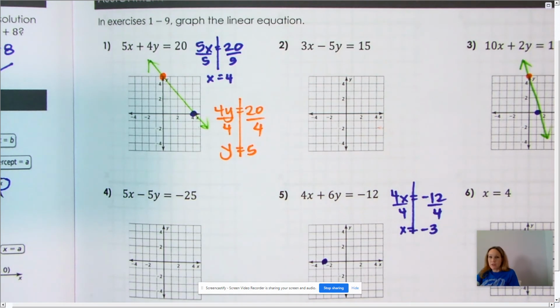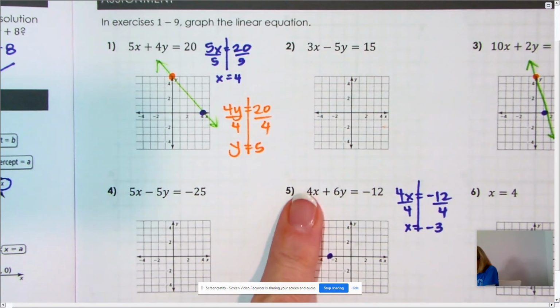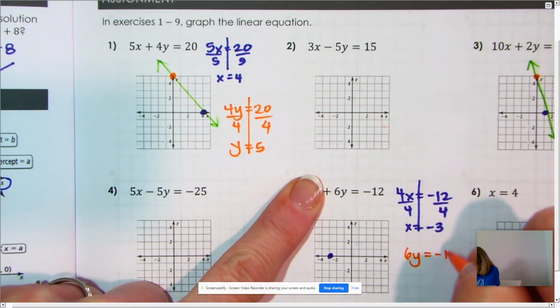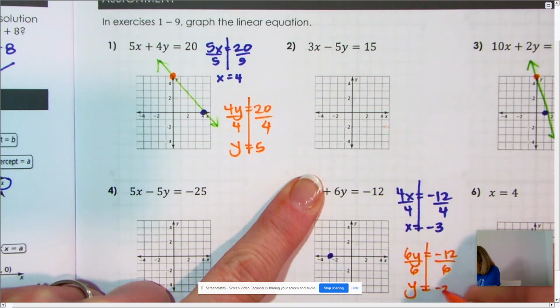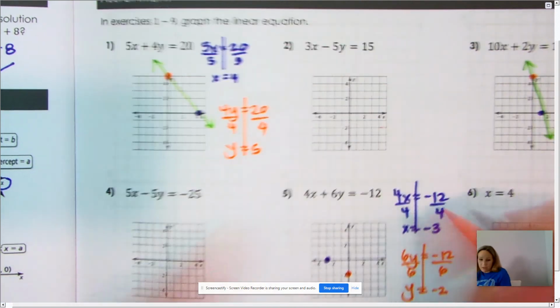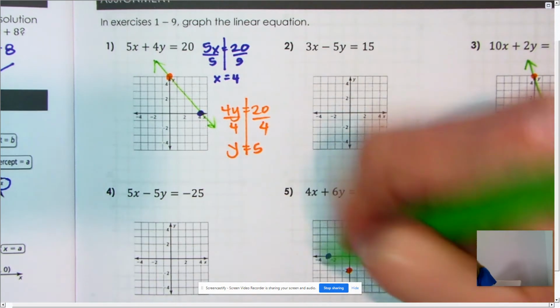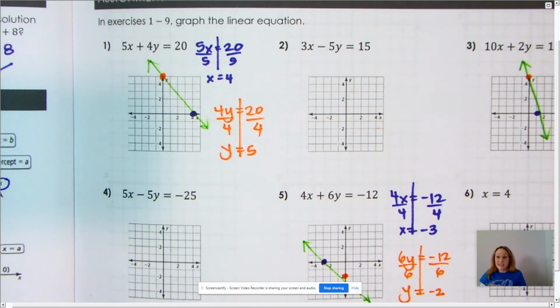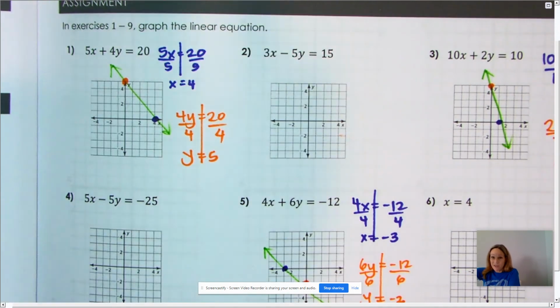Then I'm going to do the y. So I'm going to put a 0 in for x. And then I get 6y is equal to negative 12. So divide by 6 on both sides. So y is equal to negative 2. And then we're going to connect the dots on those ones. Okay, you guys are going to do this. Oh, no, just kidding. Number 6 is not like the other ones.